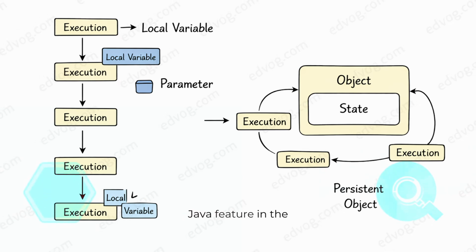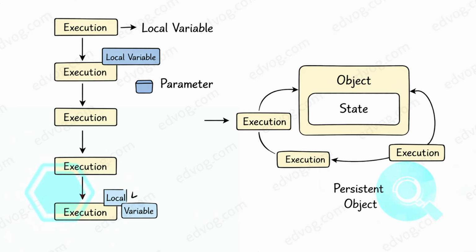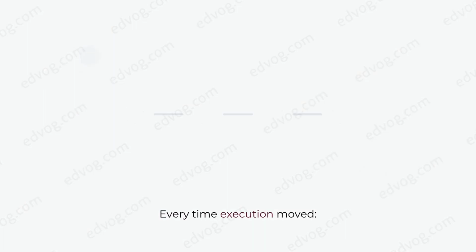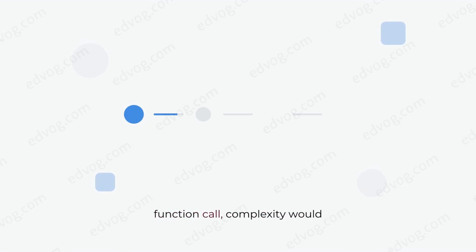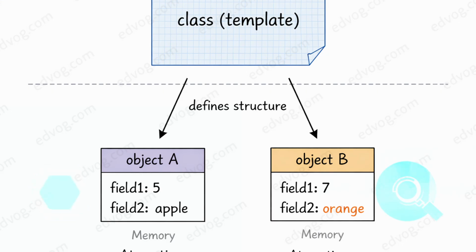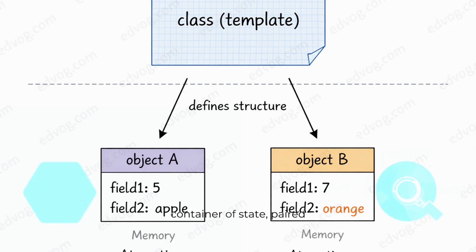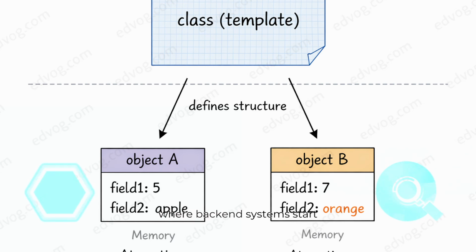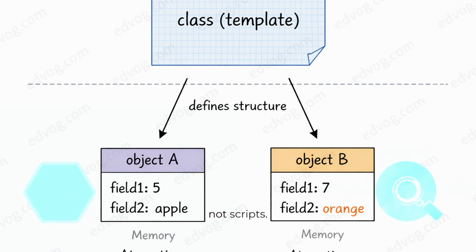Objects are not a Java feature in the abstract sense. They are a runtime strategy for managing long-lived state. Why do objects exist at all? Imagine a backend system that could only use local variables. Every time execution moved, state would need to be passed explicitly, nothing would persist beyond a function call, complexity would explode. Objects exist to solve this exact problem. An object is a container of state, paired with behavior that operates on that state, living independently of any single execution step. This is the moment where backend systems start to look like systems, not scripts.